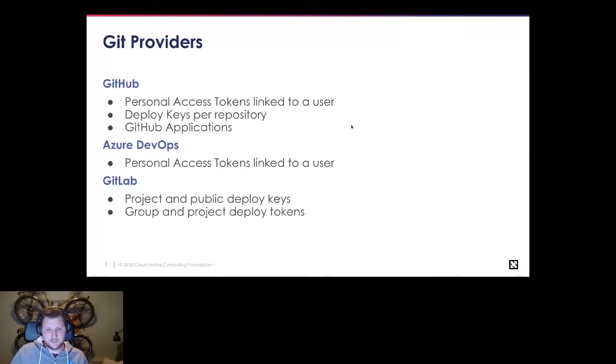Looking at other Git providers, you have Azure DevOps. Azure DevOps has this support, the same thing with personal access tokens. They're also scoped within the organization that the user is a member of.